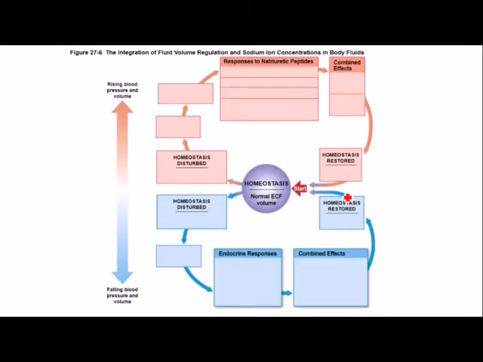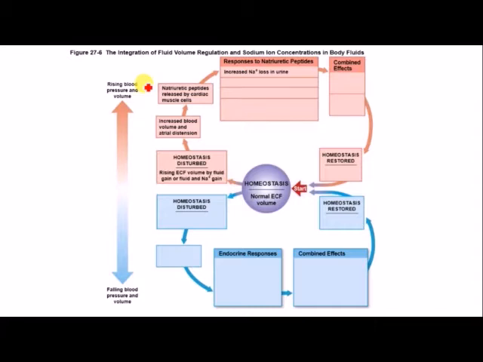Now if we start looking at the integration of fluid volume regulation and sodium ion concentrations in body fluids, homeostasis is disturbed by rising extracellular fluid volume, from fluid gain or fluid and sodium gain. Again, we have increased blood volume, and atrial distension with that increased extracellular fluid. Now the natriuretic peptides are going to be released by the cardiac cells because they responded to that increase in volume.